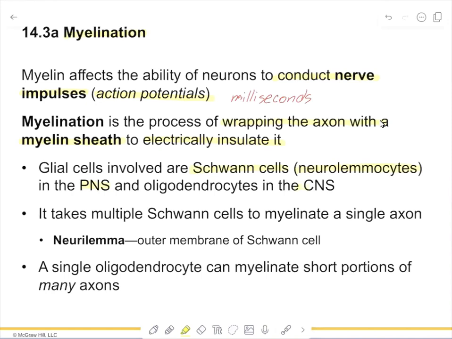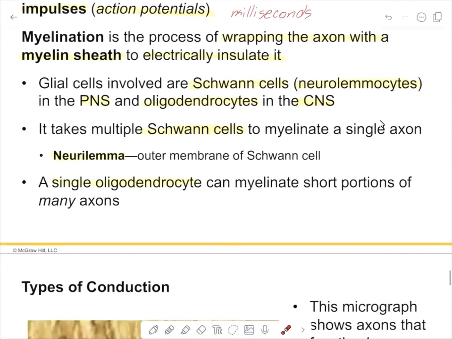In the central nervous system, the glial cell responsible for this is called an oligodendrocyte. And in order for this to occur, Schwann cells have to myelinate the axon, and it takes multiple of these Schwann cells. There's an outer membrane of the Schwann cell called a neurolemma, which is going to surround the axon. And in the central nervous system, a single oligodendrocyte can myelinate short portions of the axon. So we have multiple Schwann cells in the peripheral nervous system, but only one oligodendrocyte in the central nervous system.